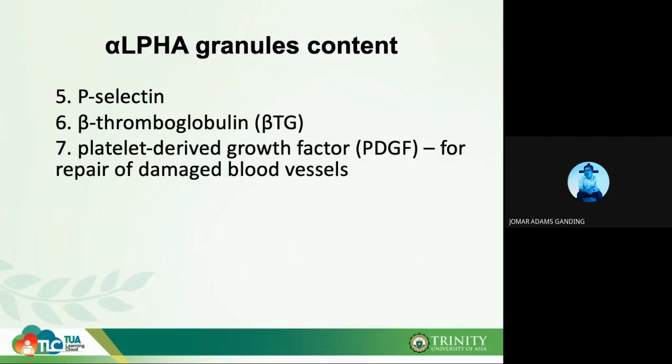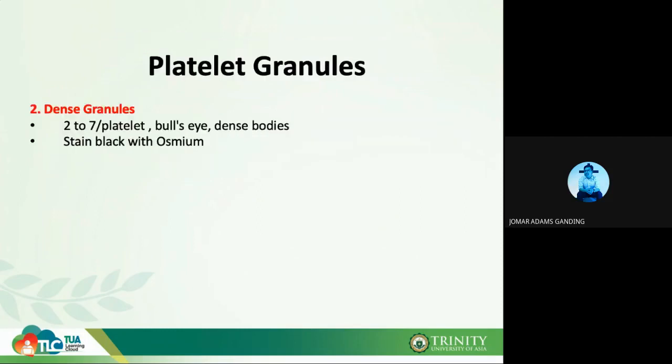So in addition to that, aside from alpha granules, we also have your dense granules. Your dense granules are just few. Okay, you only have 2 to 7 dense granules per platelet. They are characterized to be bullseye. Okay, they are dense bodies and they stain black using osmium dye. So if your alpha is gray, your dense granules are black when stained with osmium.